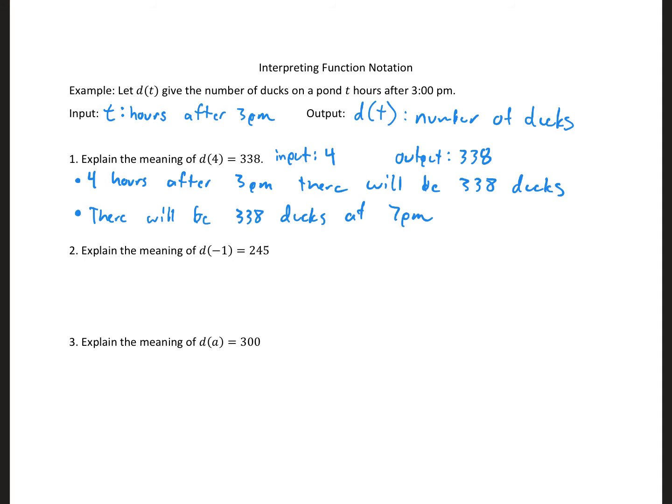Well, how about this now? Explain the practical meaning of d of negative 1 is 245. Our input is now negative 1, and our output is 245. Negative 1 means 1 hour before 3 p.m. So in this case, 1 hour before 3 p.m. is 2 p.m. So an interpretation could be that at 2 p.m. there will be 245 ducks.